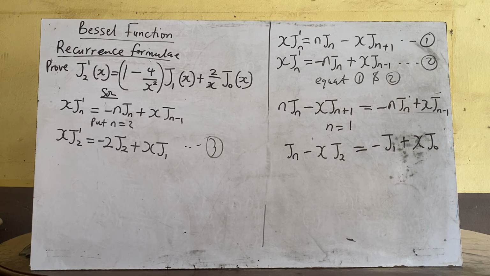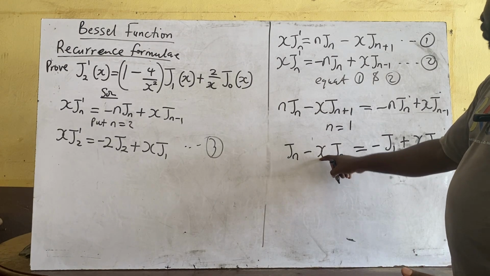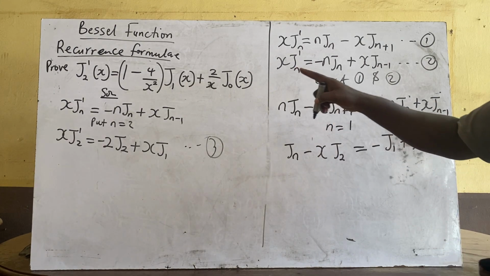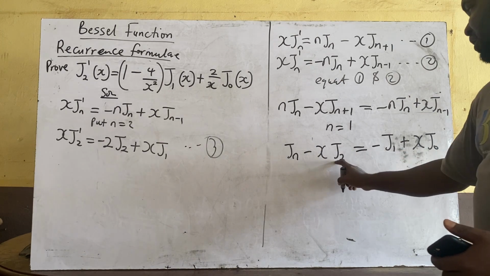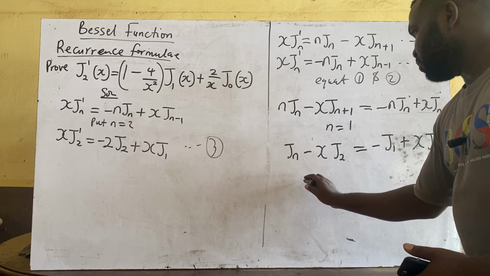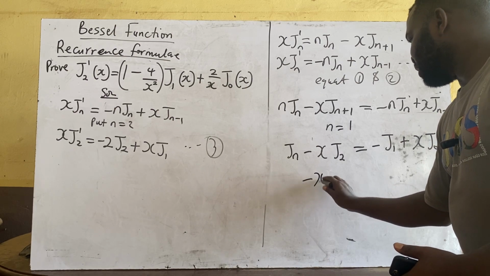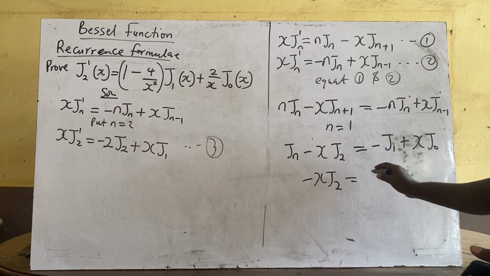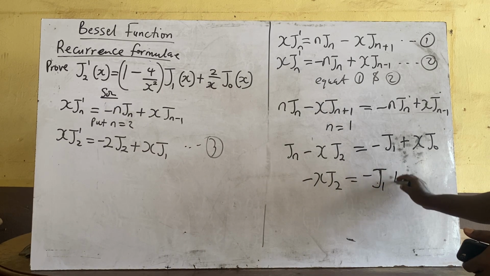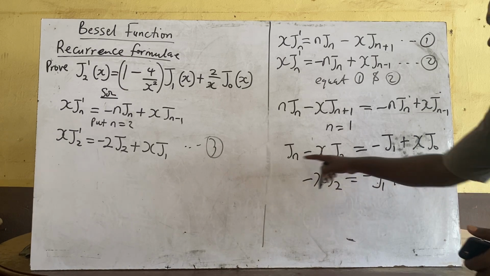So now, how can we compare the two of them? We need our J2 here, so that we can substitute it. To make J2 the subject, this one will come here, so minus x J2 will be equal to minus J1 plus x J0, this one coming here.